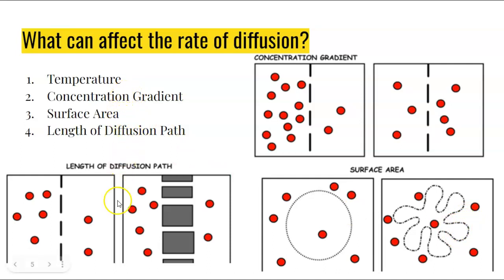And then length of diffusion path, again, you see that this is pretty straightforward. It's a really thin membrane. They can easily pass through, whereas this is really thick and awkwardly shaped. It's not all even here, so it's a little bit harder for the solutes to pass through.